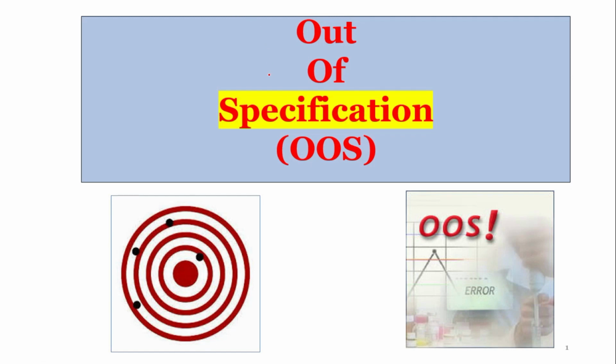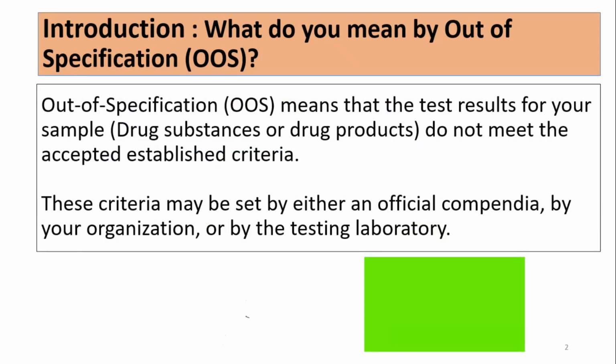Today we will see what is meant by out of specification, or OOS. This is the most commonly asked question in pharma companies, so we will understand what it means. What do you mean by out of specification, or OOS? OOS is the full form: out of specification.